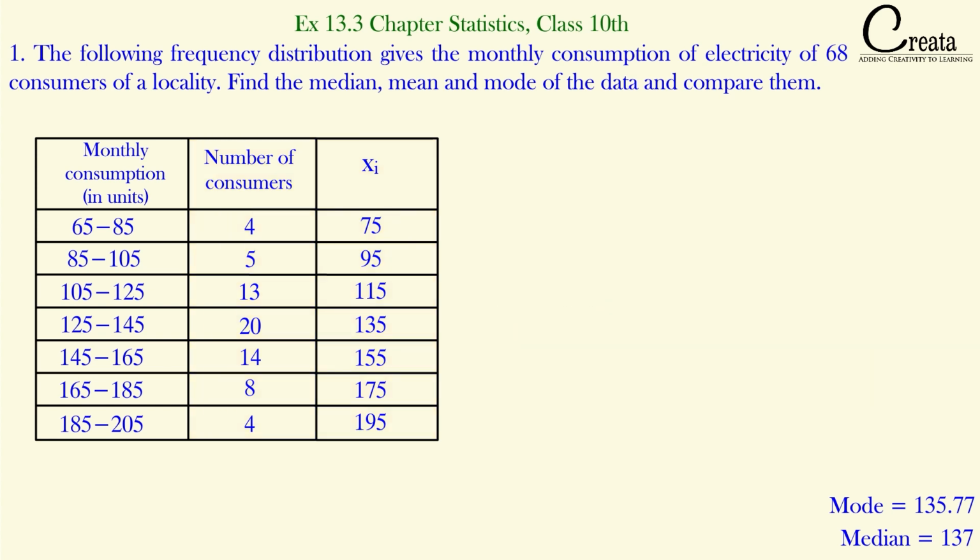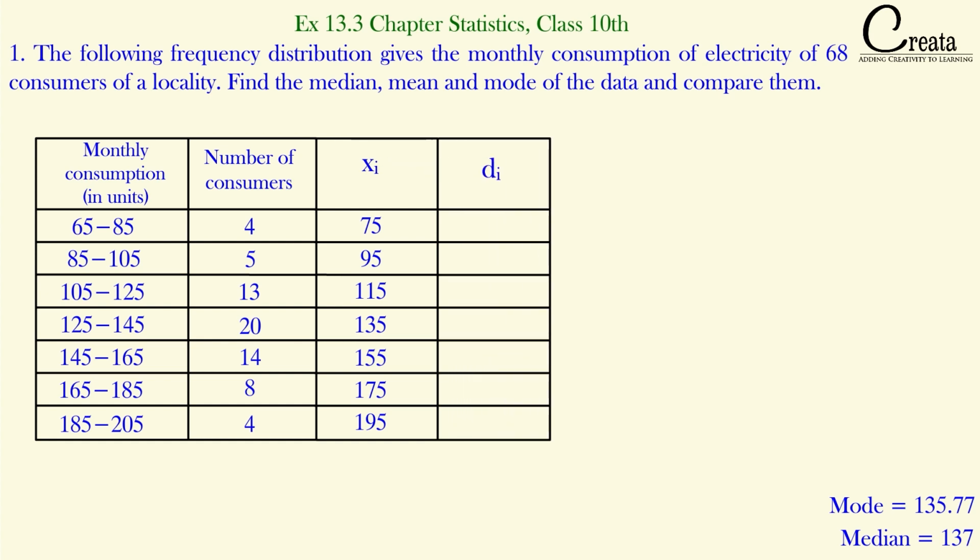What we do in the assumed mean method is calculate the deviation, which is di. And how do we calculate the deviation? We assume any of these observations as the assumed mean, and we subtract the assumed mean from all the values of the observation.